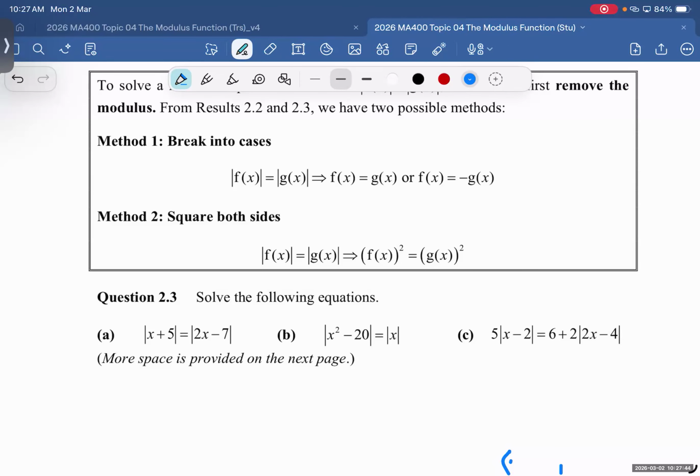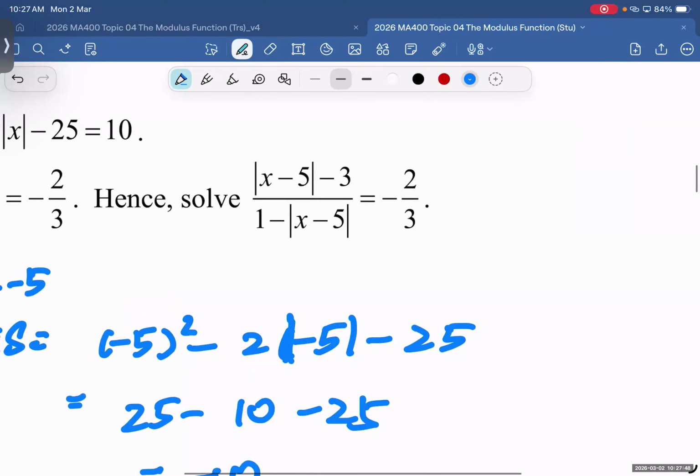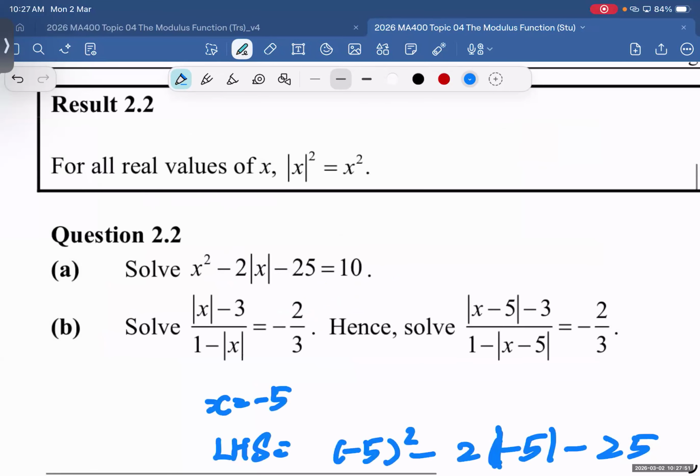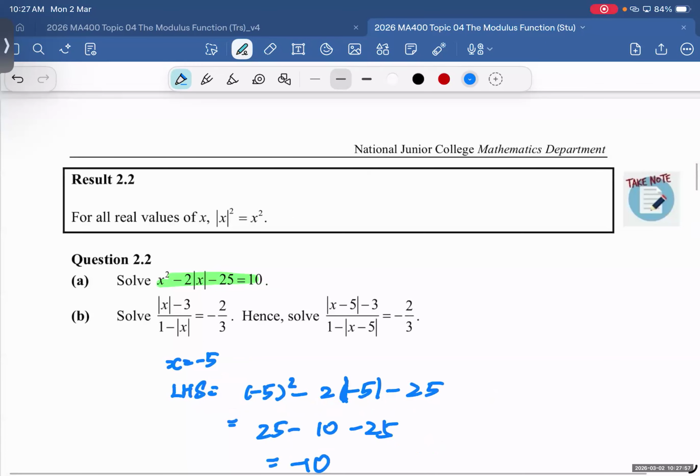I'll show you again, one second. You see, so everything inside must be positive. This equation, this is the one that you must fulfill. So when you want to use modulus, you use the absolute sign.